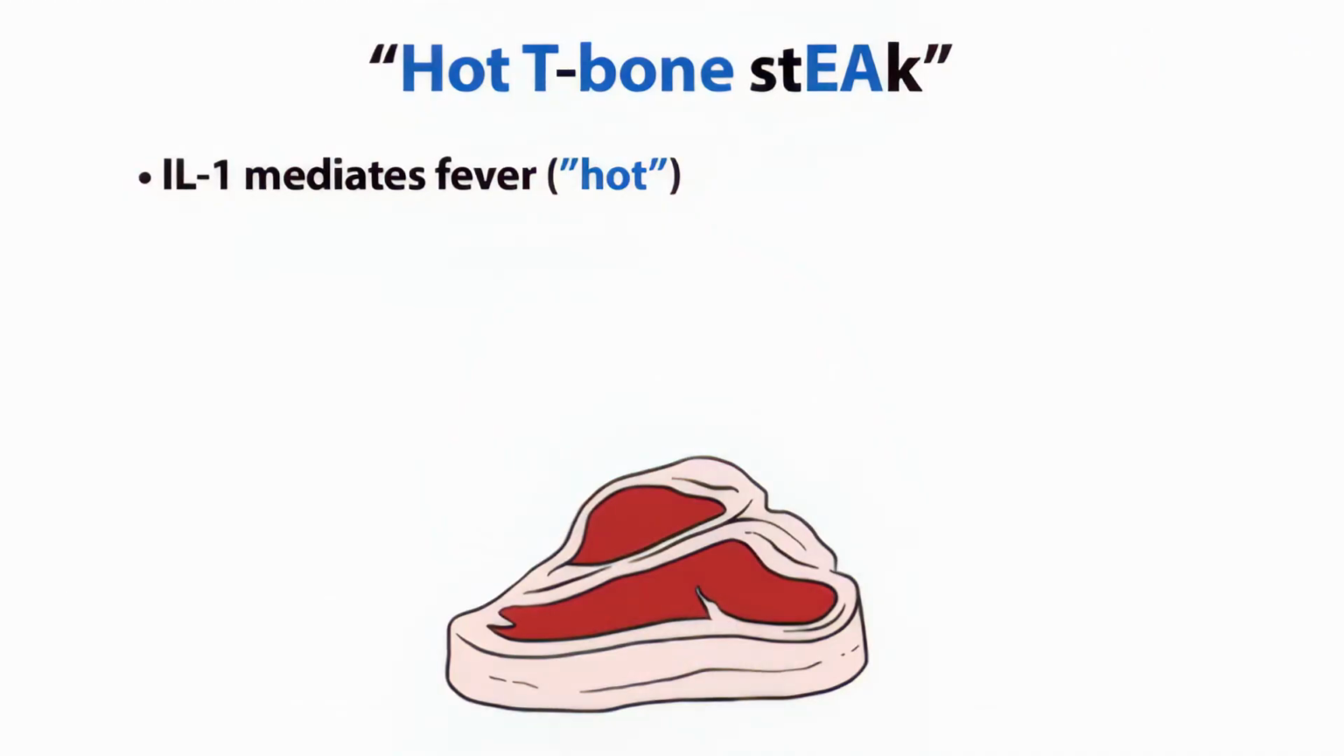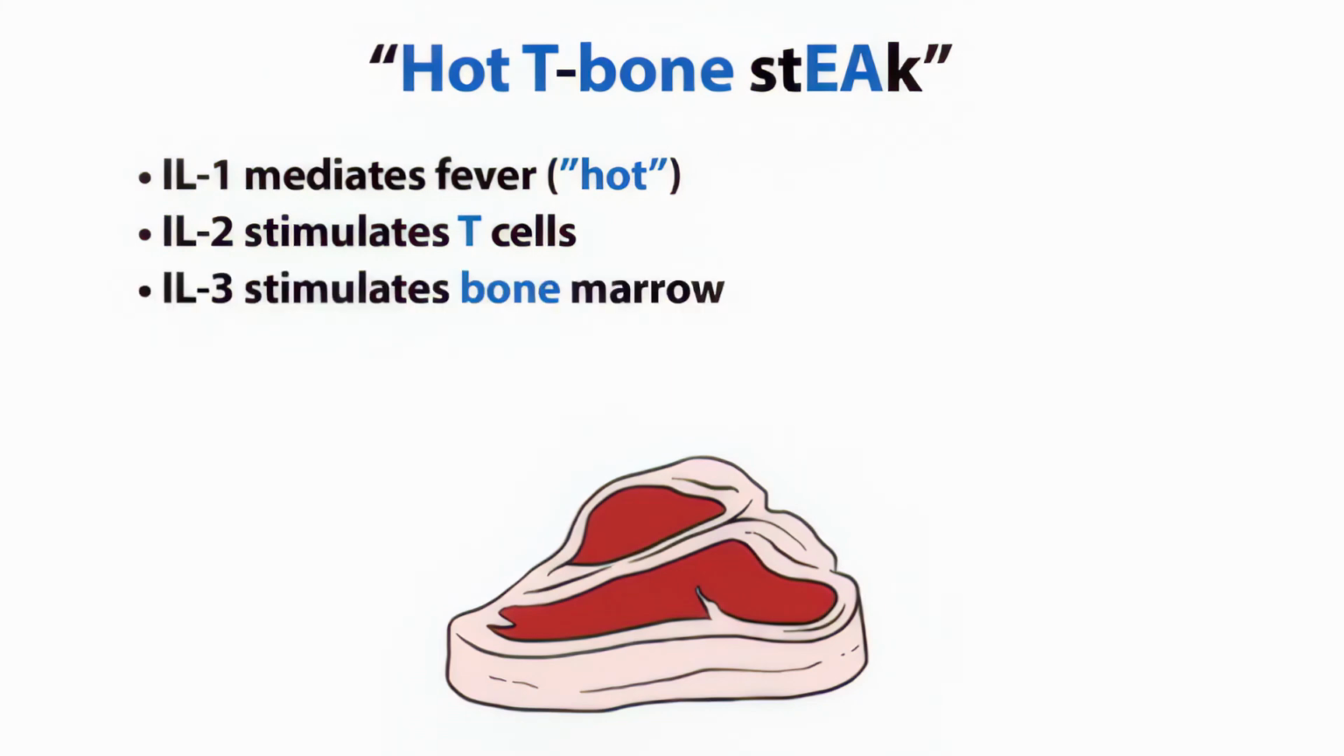Next, let's talk about cytokines and the various signaling chemicals that regulate the immune system and that different cells use to communicate with one another, starting with the interleukins. Now, there's a good mnemonic for interleukins 1 through 5, which is hot T-bone steak. IL-1 mediates fever, so that's the hot. IL-2 stimulates T cells, so that's the T in T-bone. IL-3 stimulates bone marrow, so that's the bone in T-bone.